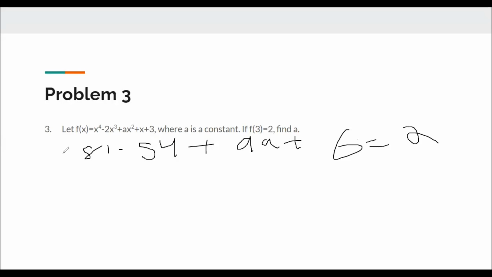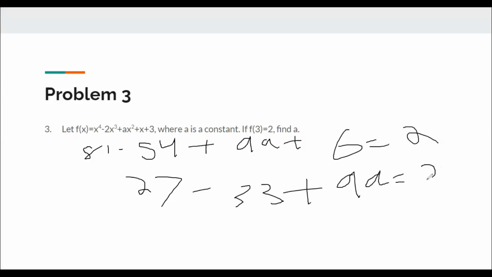This is just all plugging stuff in this case. So it's going to be 27 plus, so like 33 plus 9a is equal to 2. And now that you know 33 plus 9a is equal to 2, you can solve for that. So negative 31 over 9 is a.